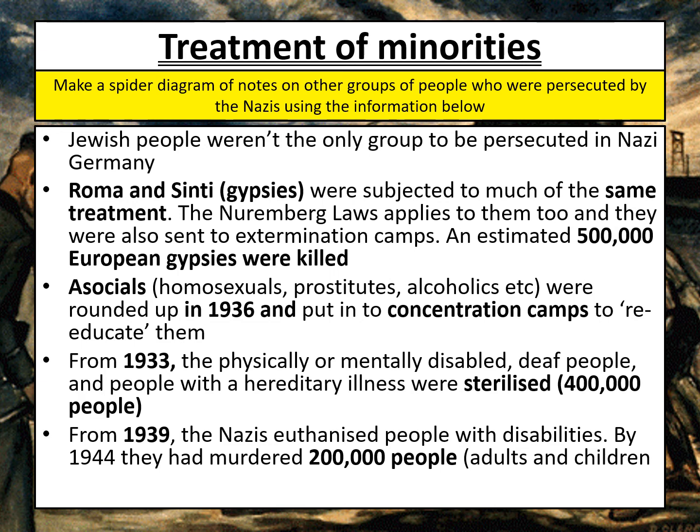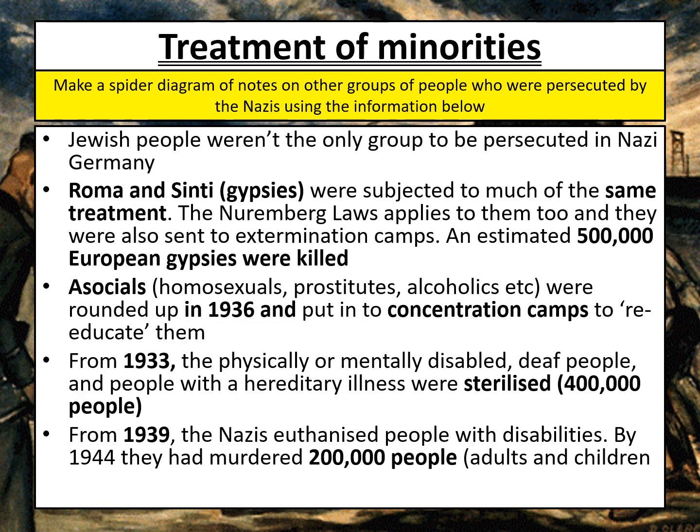The next group that you need to know about are the asocials. These are people that the Nazis classed as people not fitting into their ideal society. For instance, people that were work shy, that were unemployed, people that were alcoholics, prostitutes, or homosexual. These people were supposedly a threat to the Nazis' society, and they therefore wanted to try and re-educate them. So they rounded them up in 1936 before the Berlin Olympics and put them into concentration camps. The idea was that they'd release them after a few years when they'd learnt to behave better.